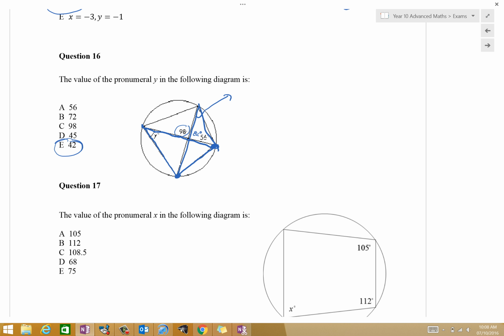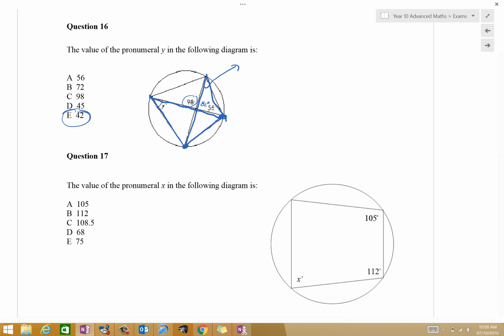Yes? Yeah, okay, but remember I just said, Sebastian, that this angle here is the same as that angle there, which is one of your circular theorems. Okay, because they subtended from the same chord.